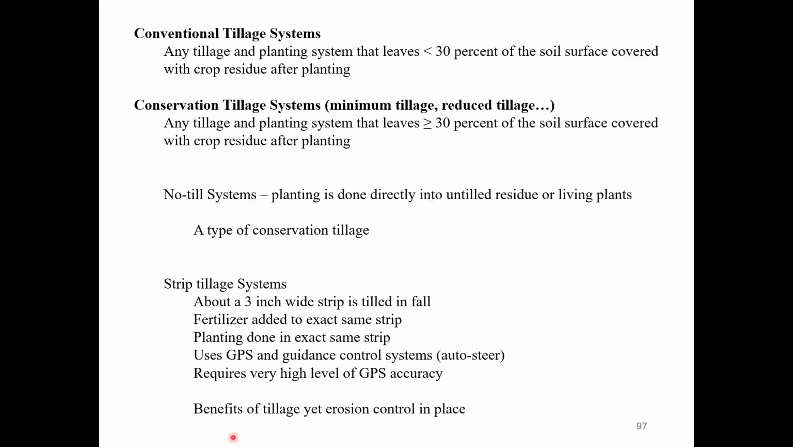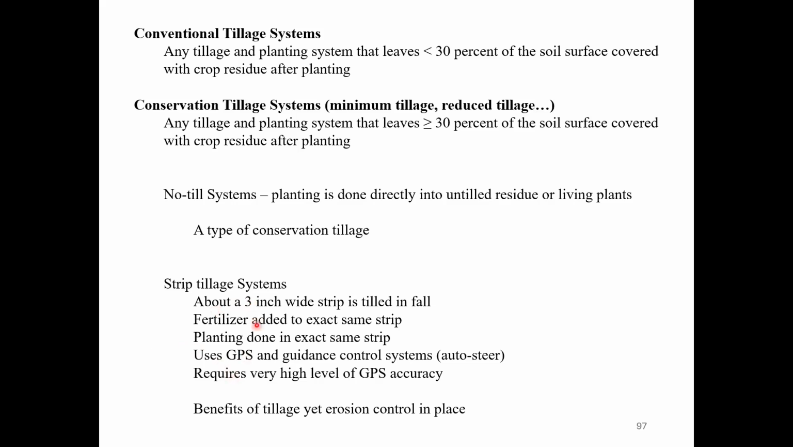Strip tillage, I'll show you a couple pictures of this. We strip till a 2 or 3 or 4 inch wide zone, and we add fertilizer to that strip. We do this in the fall, and then the next spring we drive out in the exact same spot and we plant in that strip. So we have to have really high-end guidance, GPS guidance. We can't be off by 2 or 3 inches. So the last couple of years, we've gotten the technology to really allow people to do this.